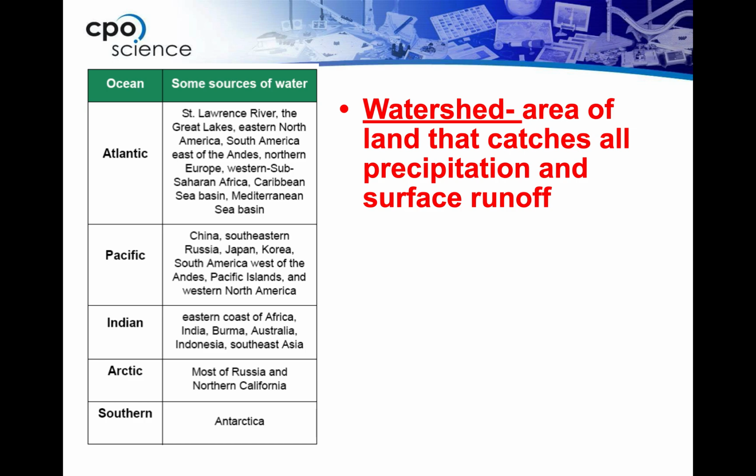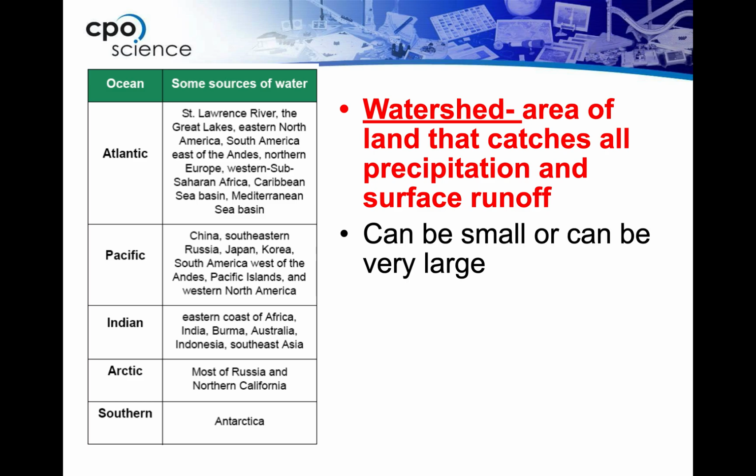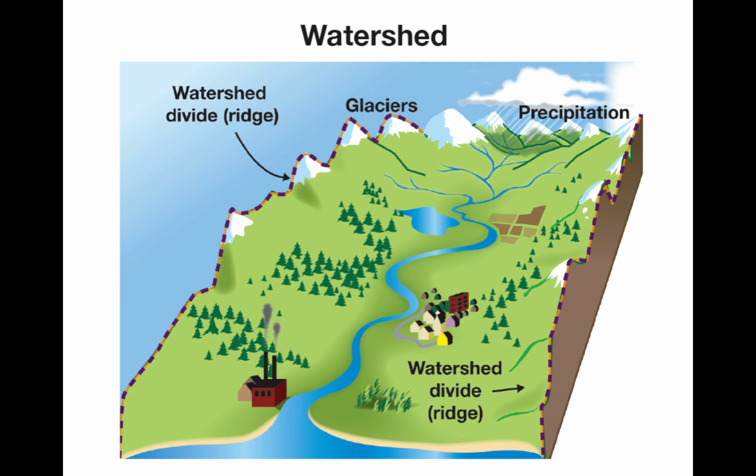So just to pick one of them, the Pacific Ocean: water from China, southeastern Russia, Japan, Korea, all will flow into the Pacific Ocean there. So those are very large watersheds. But like I said, they can also be small. Like here would be a cartoon drawing of a small watershed.